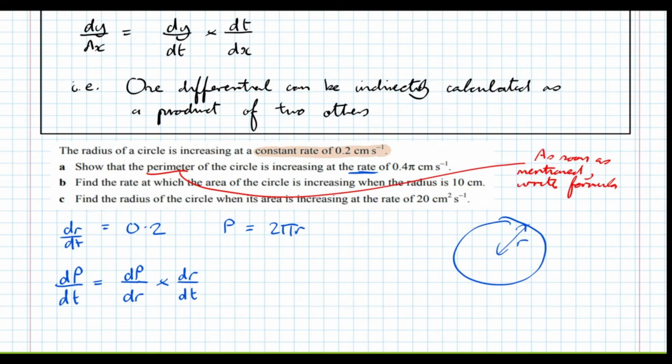And notice with this here, we've actually already got one of these quantities, dr by dt. It's there. So it's dp by dr we need to find. Well, luckily, because we've done it this way and written down all the information as it was mentioned, we've got an equation linking p and r that we can differentiate to find dp by dr, which means that dp by dr equals 2 pi.